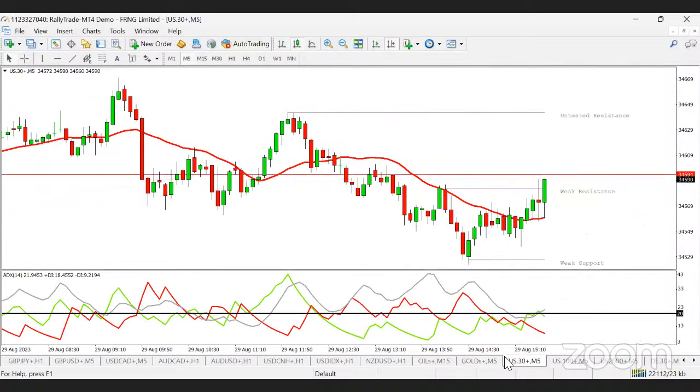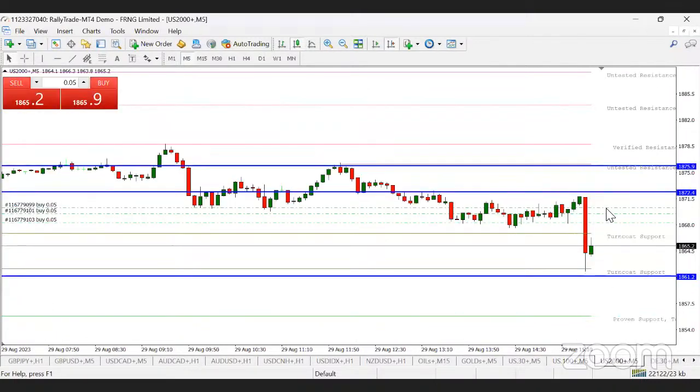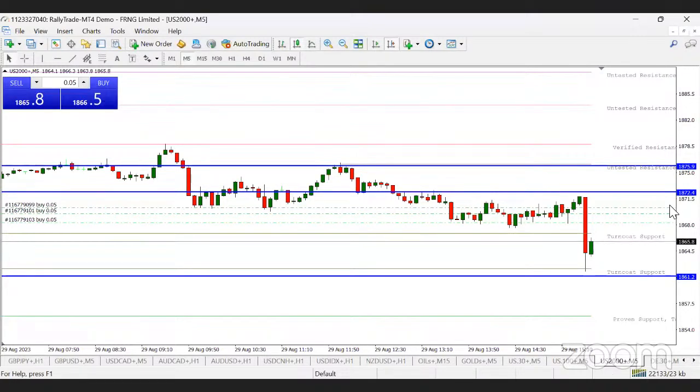I said US 30 is an instant buy, and US 100 is an instant buy. But for US 2000, you can set up a pending order at price 1874.4, or as it's pushing up, you can just follow it up. I told you that you either do stacking, or you just follow up the trade, or you set up a pending order.